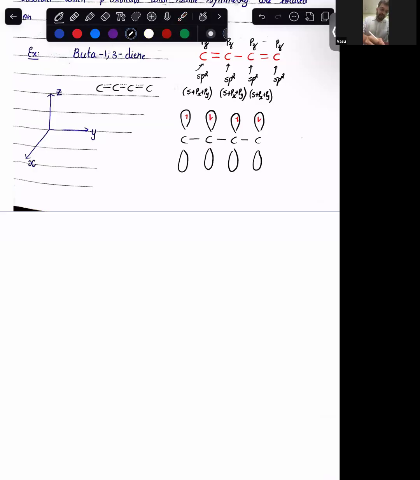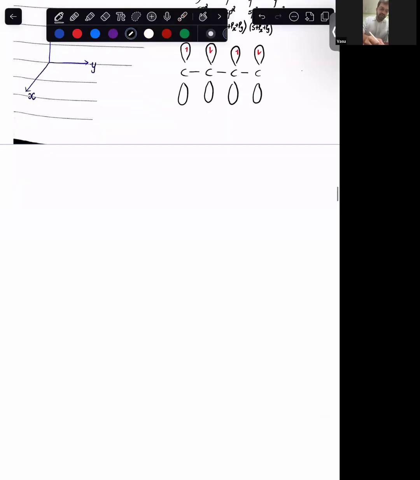What is the maximum capacity of any orbital? Two electrons. Two electrons, right?